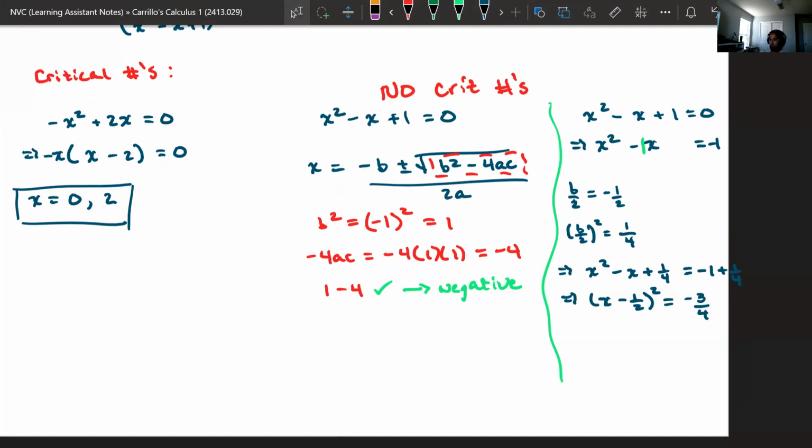And then what would your next step be to solve this equation? It would be to square root both sides, right? But what happens if I square root the right-hand side of my equation? You get a complex number. Right, so you can stop here. This is a complex solution. So no critical numbers.